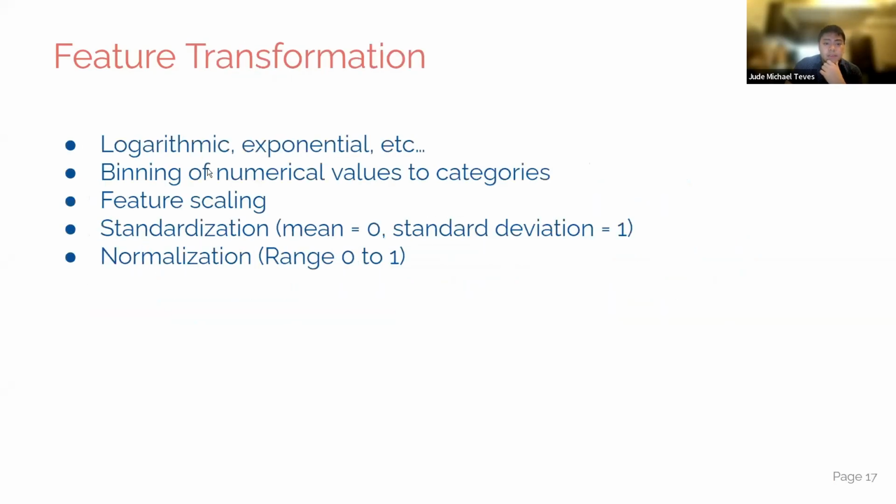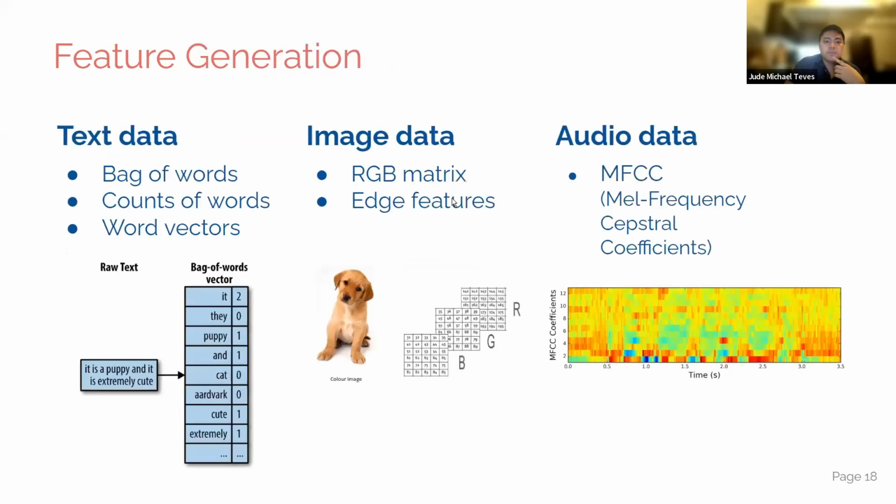Examples of feature transformation: you could apply logarithmic or exponential or whatever function that you could think of. You could bin the numerical values into categories. You could do feature scaling or standardization or normalization. That's all transformations. As for feature generation, for example, as I mentioned earlier, if you have text data, then you have to convert it into numbers. So it has to be a numerical representation. And you could do that using bag of words or count of words or word vectors. You could look it up if you want to. Those are NLP techniques. I actually have one later. I'll show it to you in my notebook for these things.